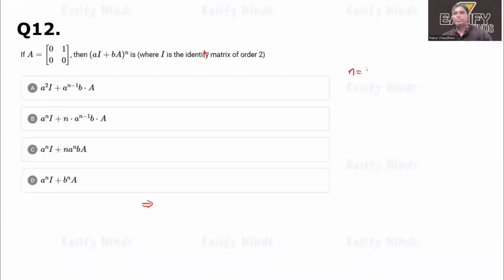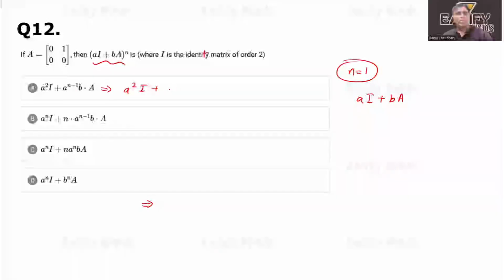A better method is to take n equal to 1. If you take n equal to 1, this expression will become AI + BA. Now see, if you take n equal to 1, what will this option become? A squared I + A to the power 0 is 1, BA. But I am getting AI, and here we are getting A squared I, so this option gets rejected. If I go with this option also, we are getting AI + ABA, so this is also wrong because I have BA only.